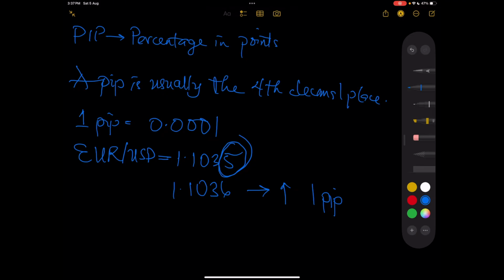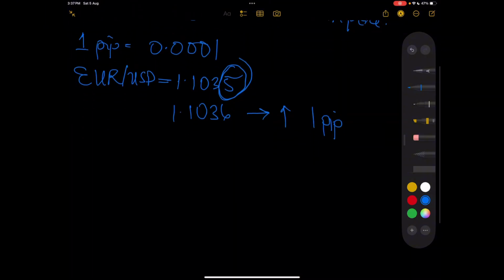A pip is the fourth decimal place. But there are exceptions to this rule, like the Japanese yen pairs that only have up to 2 decimal places. If you've traded forex before, the Japanese yen pairs have a very high value, and they don't have up to 4 decimal places. They have only 2 decimal places. Now the rule changes for them: one pip for this type of pair becomes the 2nd decimal place, 0.01.